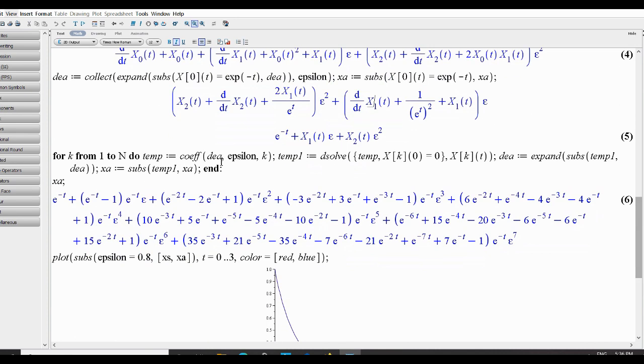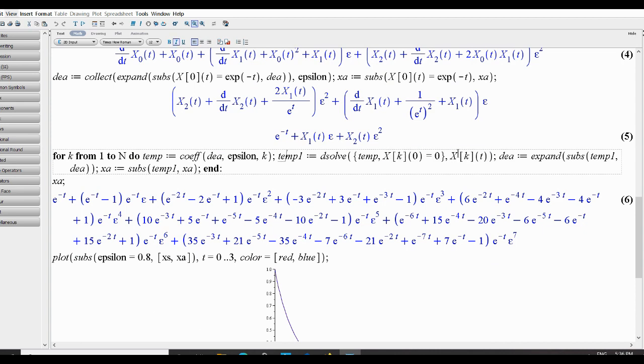You should learn this structure. So for k from 1 to n, in this case n equals 2, what I am doing is I am pulling out the coefficient of epsilon to the power k, that is temp. I am saying temp 1 is the solution of this differential equation temp, that means equal to 0 default, with the initial condition 0, solve it for xk, that's temp 1.